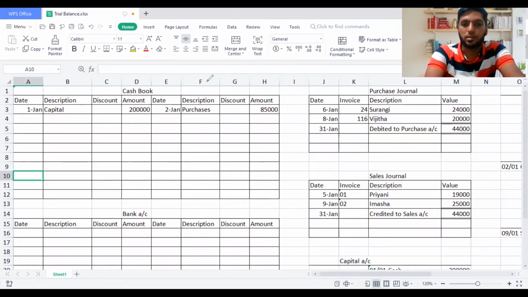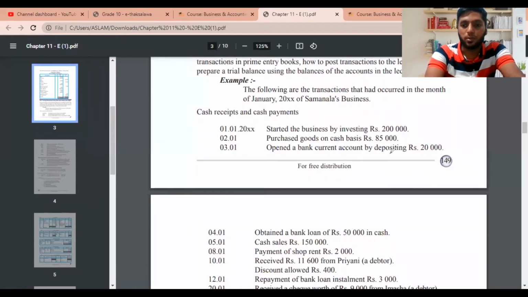So one by one, guys. Opened up a bank current account by depositing 20,000. Here they have asked for bank account and cash account separately. But in chapter 8, I taught you bank and cash account under one account, a 3-column cash book, how to do that. But here it's completely different. You can't use contra entries. You need to record it in the cash book. Then you need to record it in the bank account.